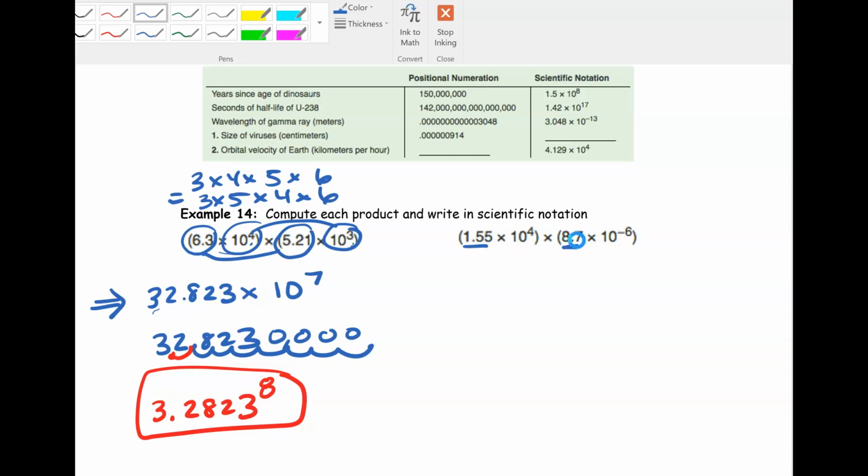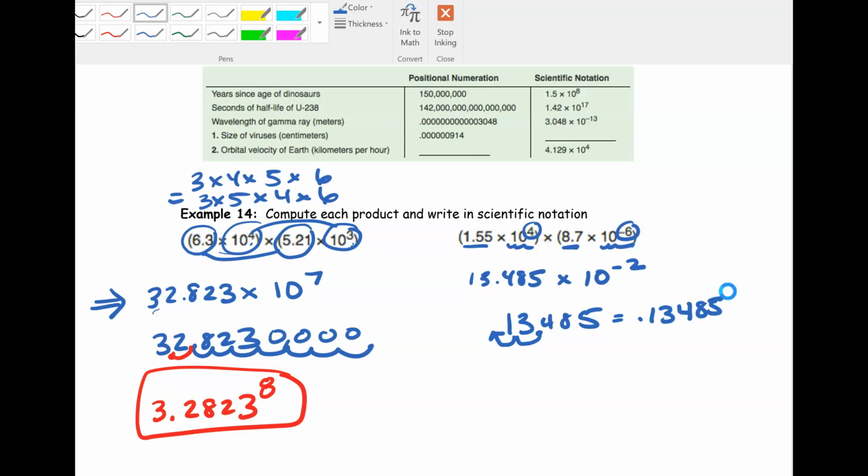I'm going to multiply those two numbers in my calculator. Then I'm going to multiply these. I add exponents, so 4 plus negative 6 is negative 2. Then I'm going to write out the number. Negative 2 means move it 2 spots to the left. So 0.13485, and then for scientific notation, my mantissa needs to be between 1 and 10, sorry.